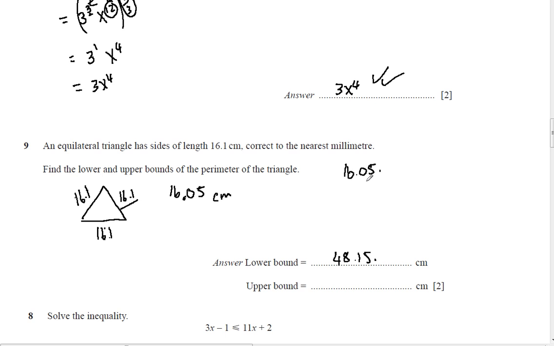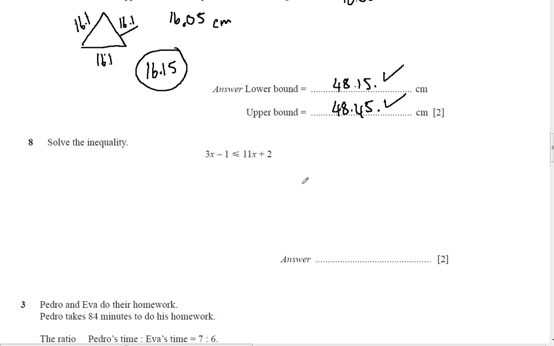48.15. The highest value that we can think of that would round down to 16.1, to the nearest millimeter, would be 16.15. Remember, your upper bound is never equal to the upper bound. The correct answer would actually be 16.149999, etc. But we'll take it as 16.15, and we just multiply that by 3, and it's 48.45. So lower bound perimeter, upper bound perimeter.